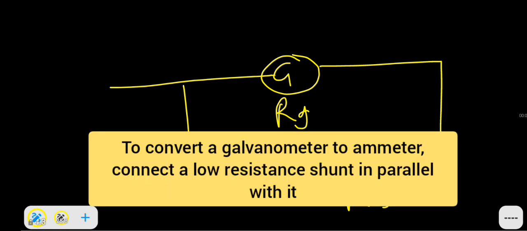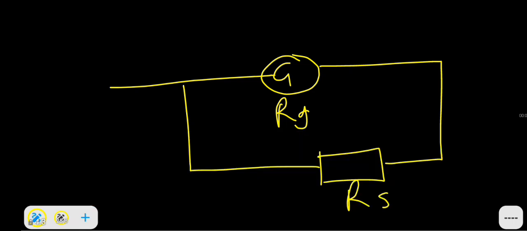So to convert a galvanometer to an ammeter, connect a low resistance shunt in parallel with it. Take note of that. Then this is the current that is coming in, the current that you want to measure. This is the ammeter reading here, I. Now, when this current gets to this junction here, it's going to split into two parts. One will go down, one will go like this.